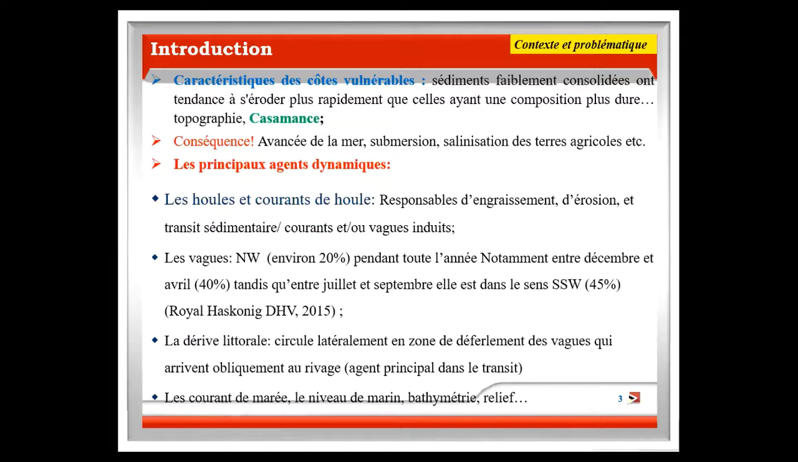du nord-ouest, également induites par ces mêmes houles, qui représentent environ 20%, et qui sont présentes pendant toute l'année, mais beaucoup plus fortes entre décembre et avril. Et également d'autres vagues beaucoup plus courtes, entre juillet et septembre, qui occupent 45% de ces vagues. Il y a également d'autres éléments tels que la dérive littorale, qui sont autant d'éléments qui peuvent contribuer à la morphodynamique des plages.